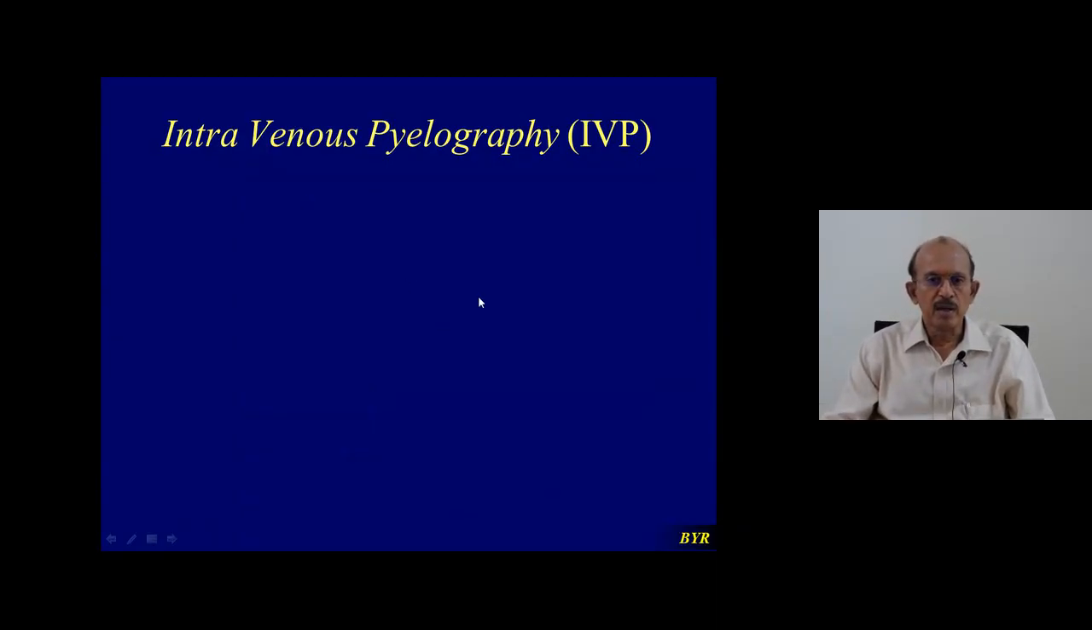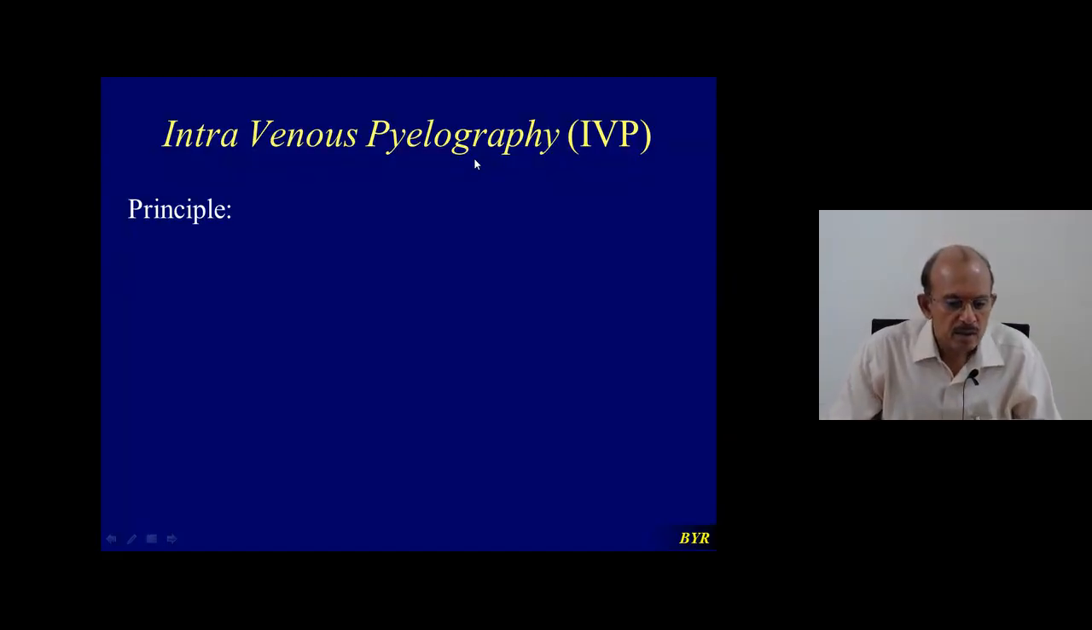Then intravenous pyelography. Pyelo means pelvis of the kidney. Graphy means you can see it. It is a graph to depict the image of the pyelo, that means the pelvis of the kidney. So this is achieved by giving an intravenous injection. That is what is called intravenous pyelography.